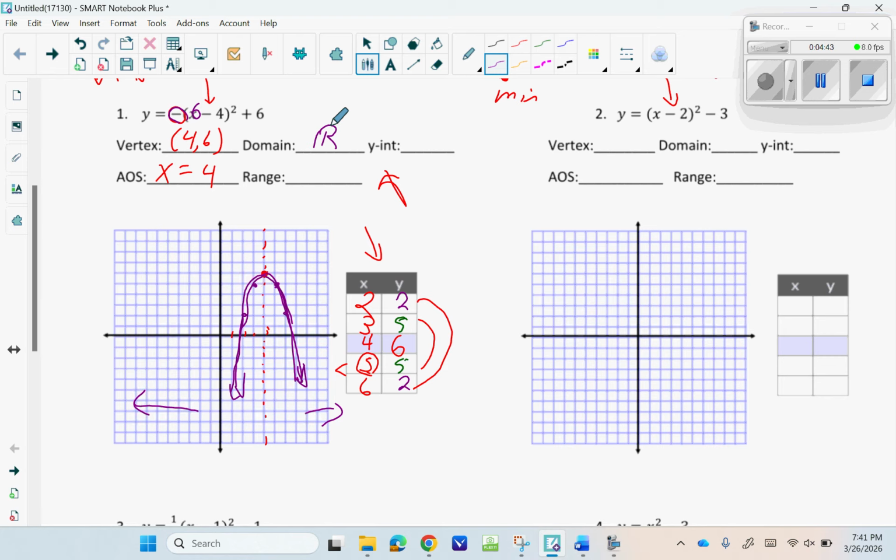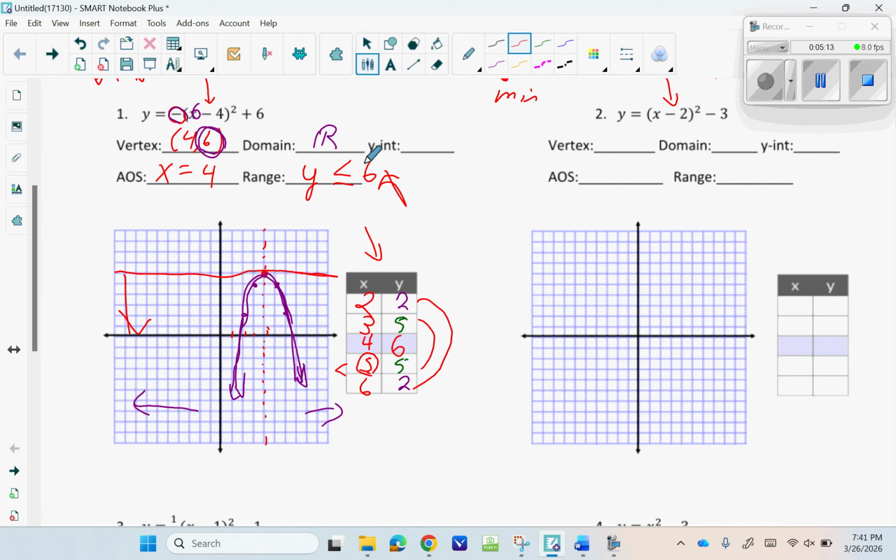So as we approach infinity, our x values will all be used up. So that's where that set of all reals comes in. Our range is always going to be correlated with this number right here of our vertex. So look at this. This is where our range happens. Everything starts happening right here at 6 and below. So I'm going to say y is less than or equal to 6.